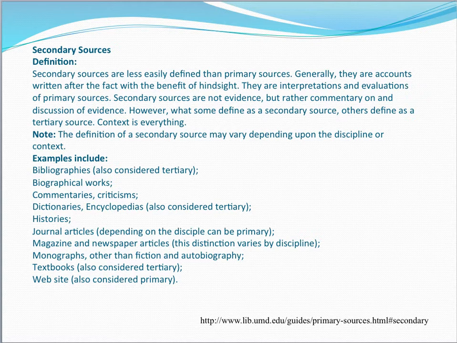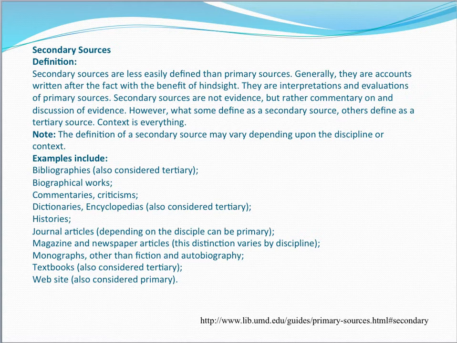However, what some define as a secondary source, and this is what I was just saying, others define, I guess, as a tertiary source. So it's not a clear definition of what a secondary source is and what a tertiary source is. Context is everything. Note, the definition of a secondary source may vary depending upon the discipline or context. And here are some examples of secondary sources.